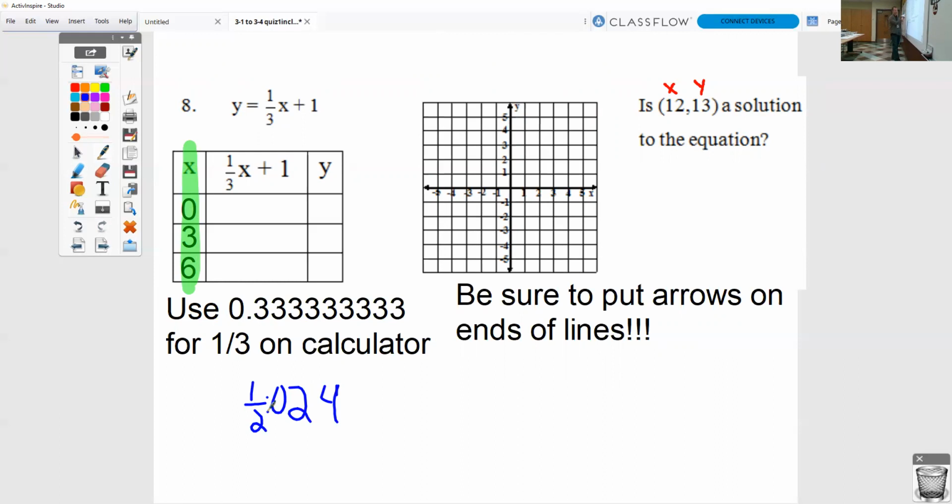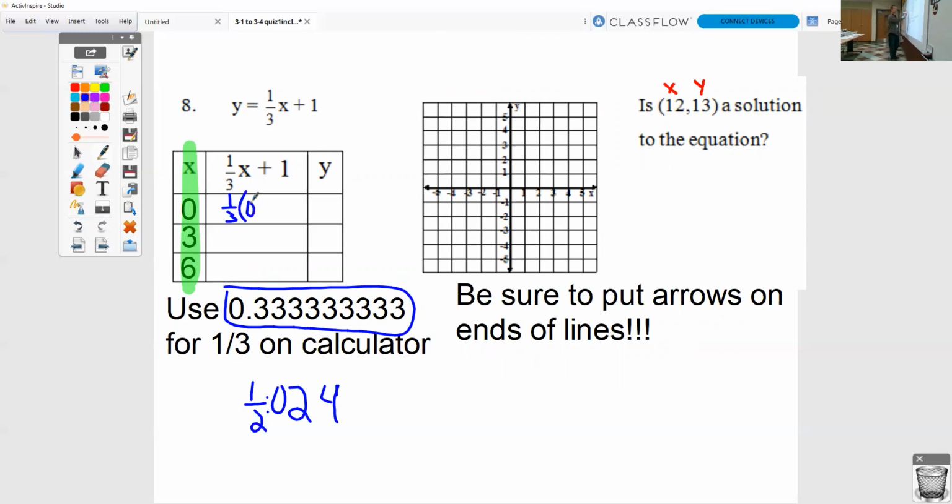For 1/3, you can write the fraction 1/3, but when you type it into the calculator, you have to do 0.333, fill up that whole screen with 3s. If you only type 1 or 2 or 3 3s, you're going to get the wrong answer. All right, you got to fill up the whole screen with 3s.